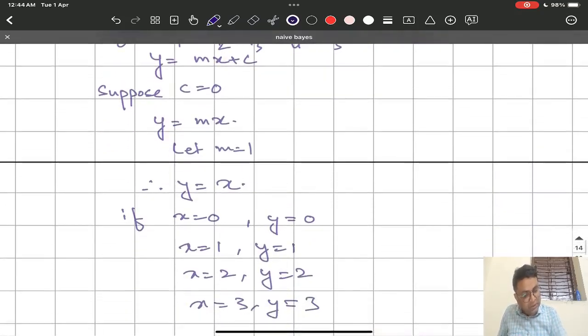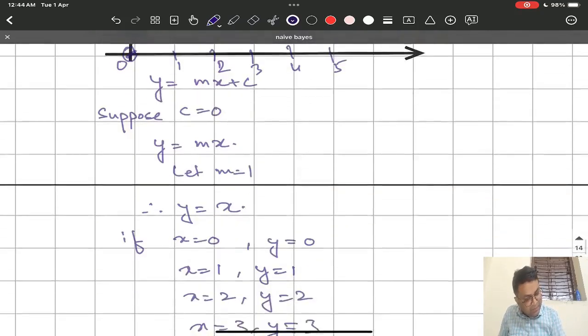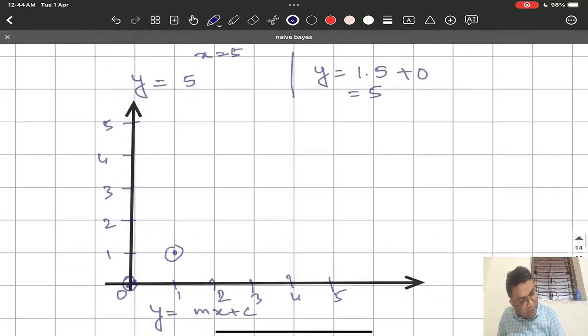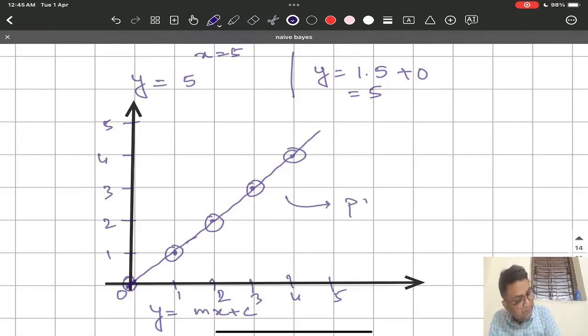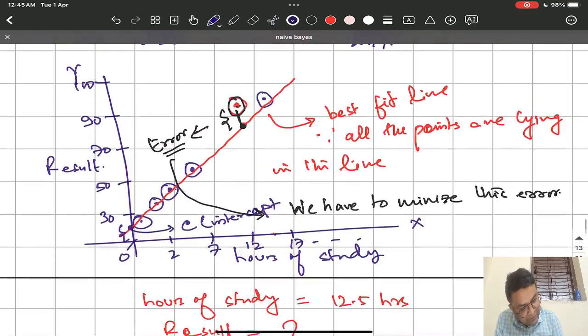Now what is happening over here? X equal to 0, y equal to 0. So x equal to 0, y equal to 0 is this position. X equal to 1, y equal to 1 is this one. X equal to 3, y equal to 3 is this one, and this one. So what is happening? It is going like this. Means it is passing through the origin. Now what I told, this intercept is this one. This value is intercept.